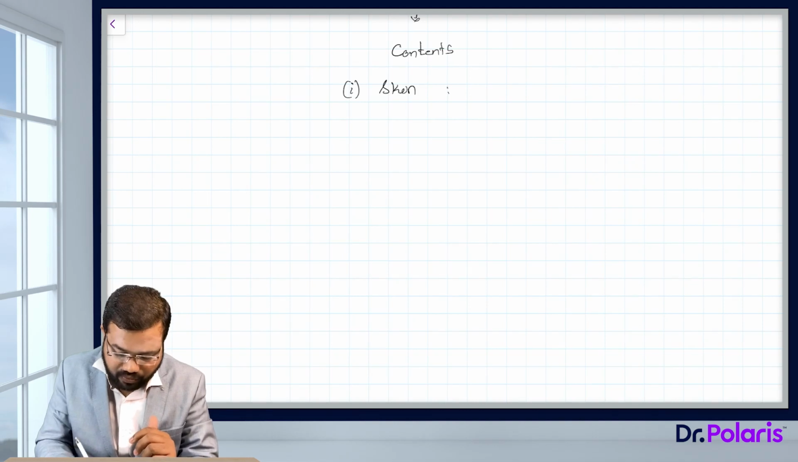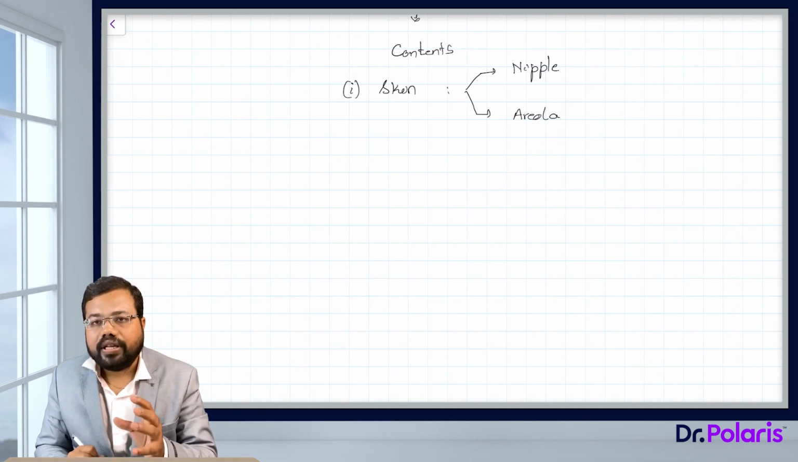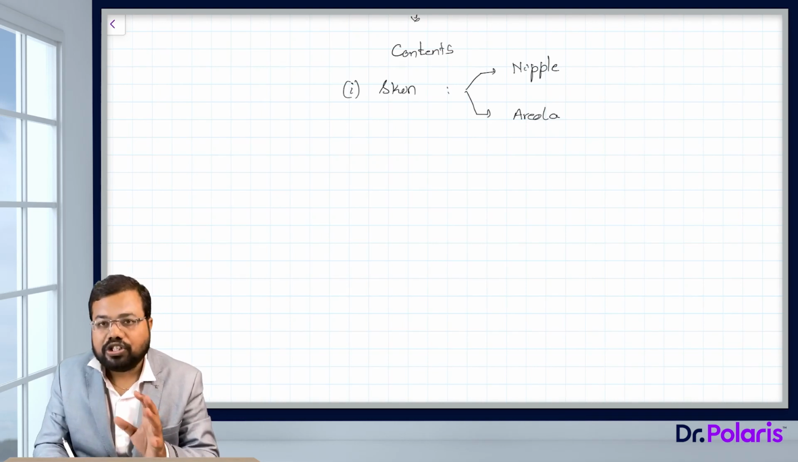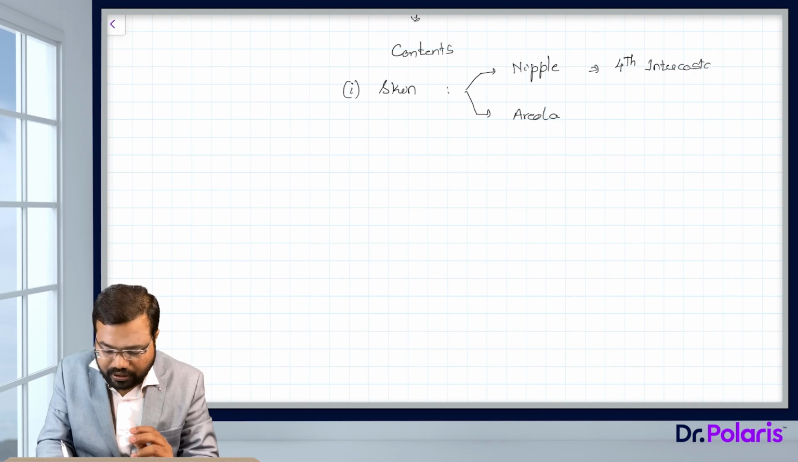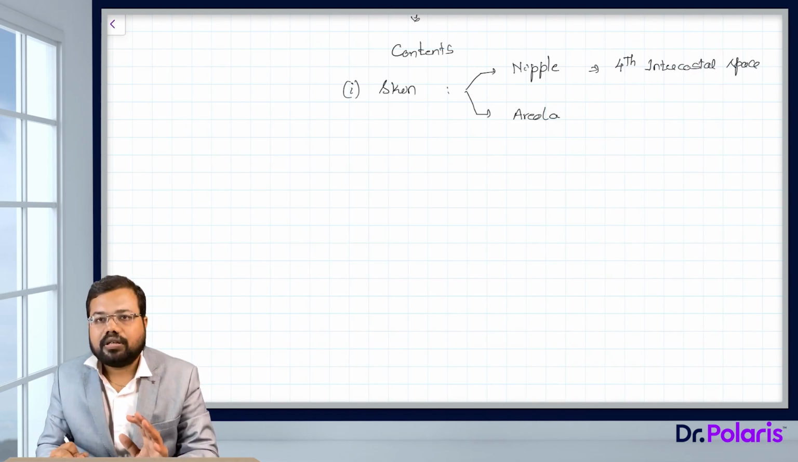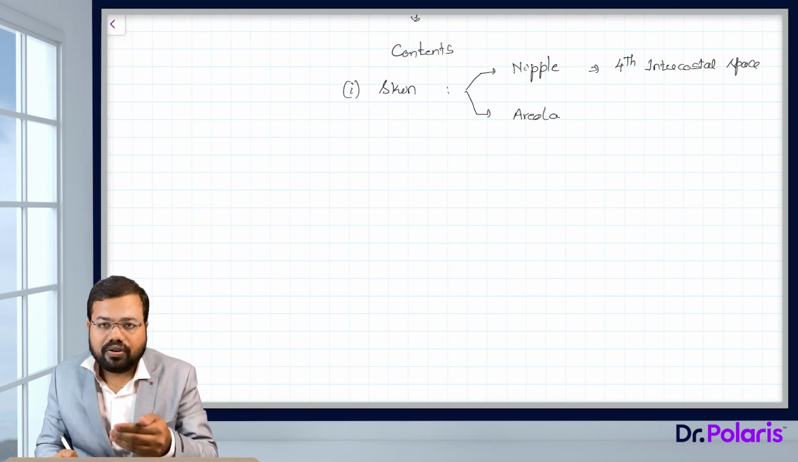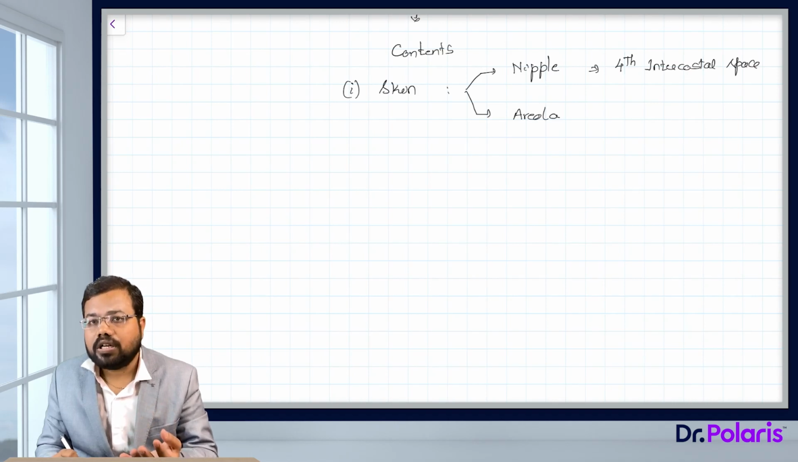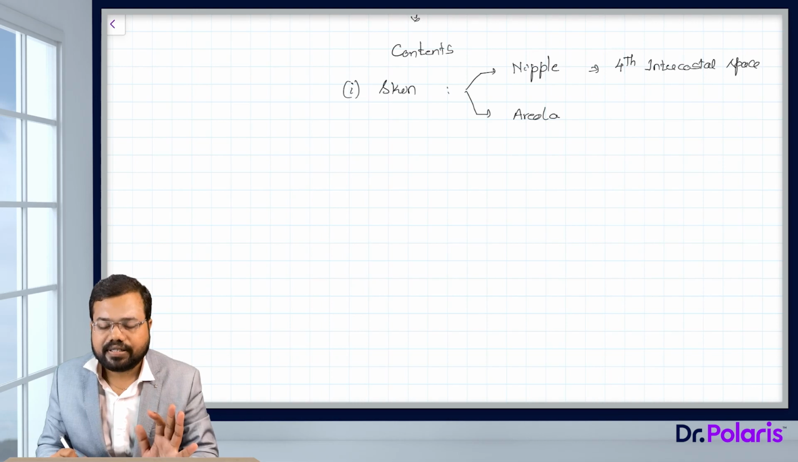Now, this skin consists of two things. One is the nipple, the other is the areola. Now, where the nipple is present: it is soft tissue, there is no specific landmark. Usually it is present at the level of the fourth intercostal space in young adults. But as age progresses, the breast will sag down, and automatically the position of the nipple also varies. So the position of the nipple is not constant. Please remember that.